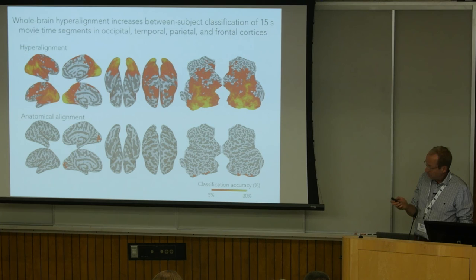When we do this analysis with anatomically aligned data, the only area that shows classification performance that exceeds 5% is early visual cortex. After hyperalignment, we now find classification accuracies that exceed 5%, again, covering over half of the cortex, including lateral prefrontal cortex, as well as early visual areas, higher order visual areas, and auditory areas.